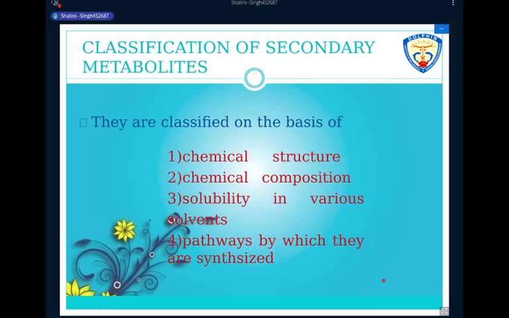If we come to the classification of secondary metabolites, chemically their structures are different, so they can be classified on the basis of their chemical structure, their chemical composition, their solubility in various solvents, or the pathways by which they are synthesized in the plants. So there can be different classifications for these secondary metabolites.